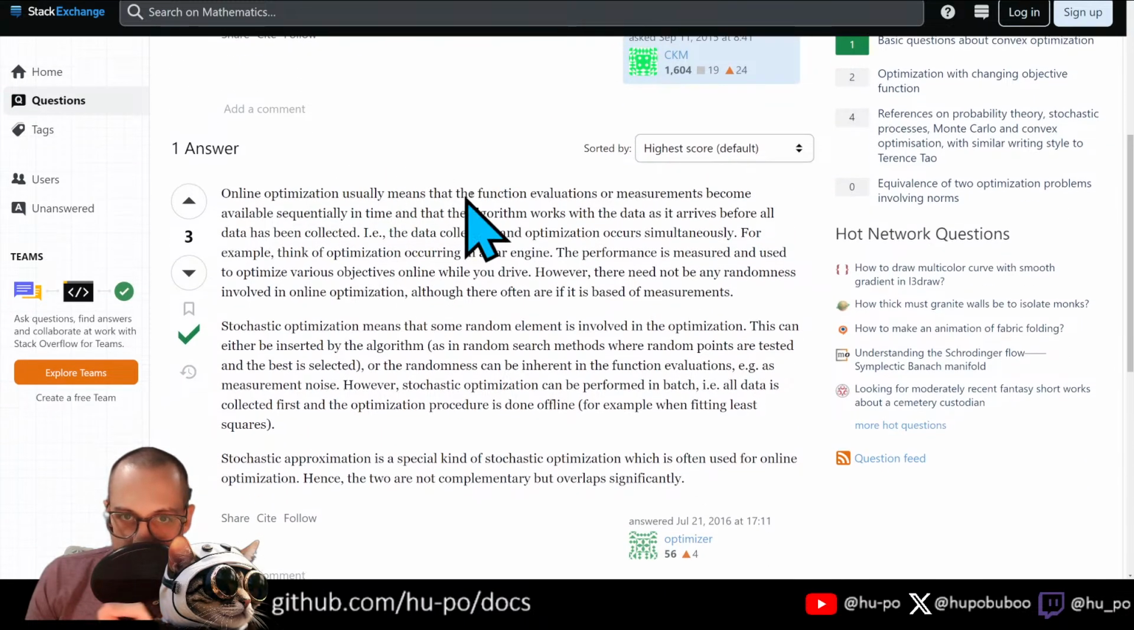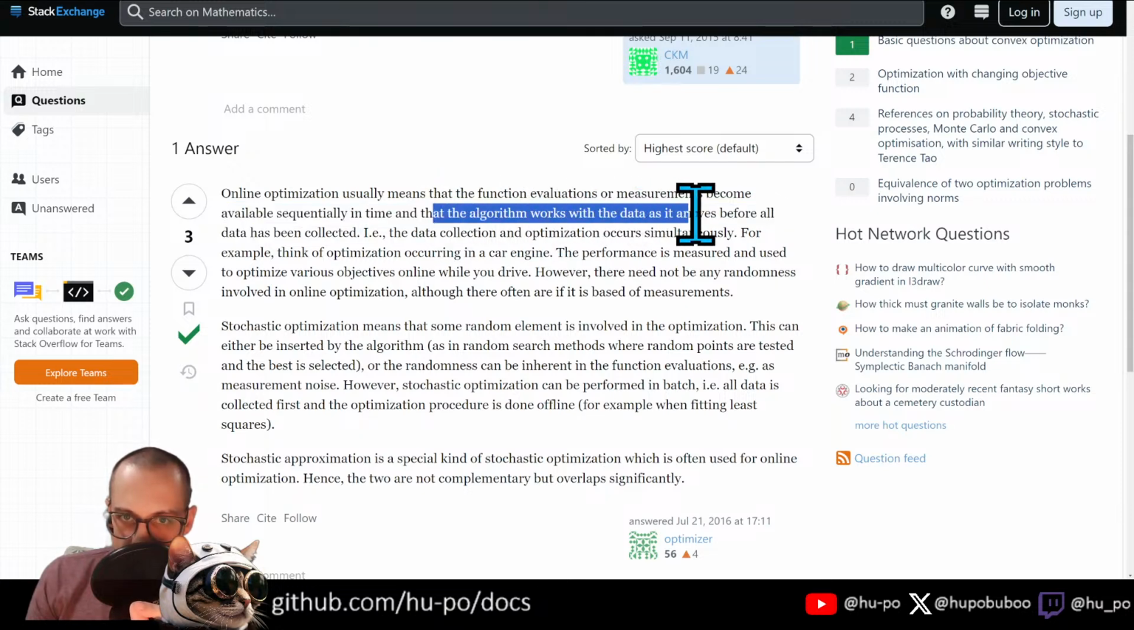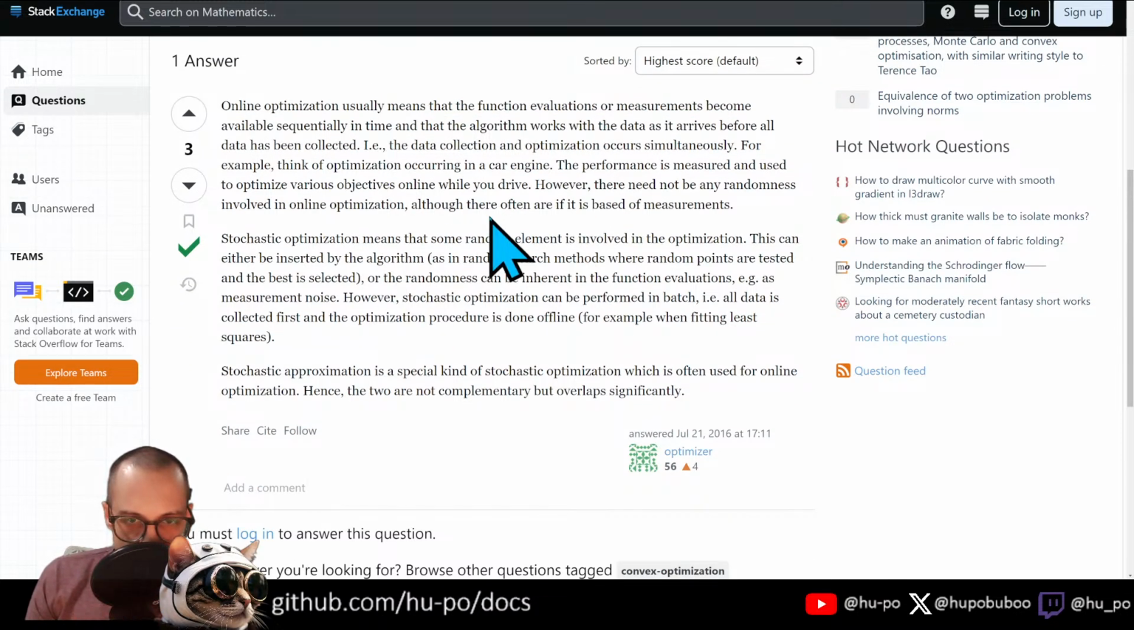Online optimization usually means that the function evaluations become available sequentially in time and that the algorithm works with the data as it arrives. Kind of like online reinforcement learning, where the policy is collecting the experience which forms the batch of data that you're using to update the policy, right? That's, I think, the easiest way for me to understand it.